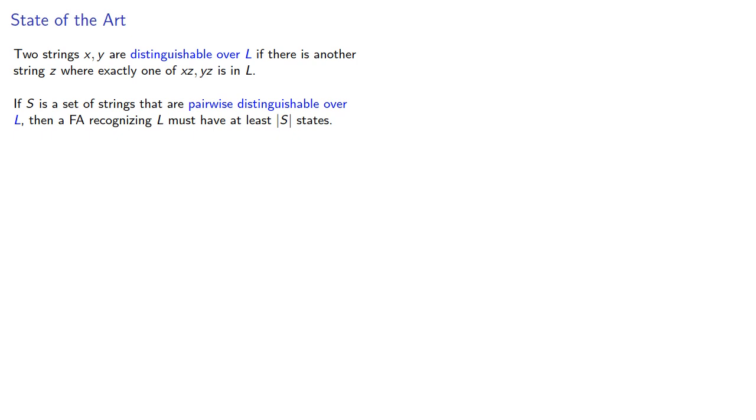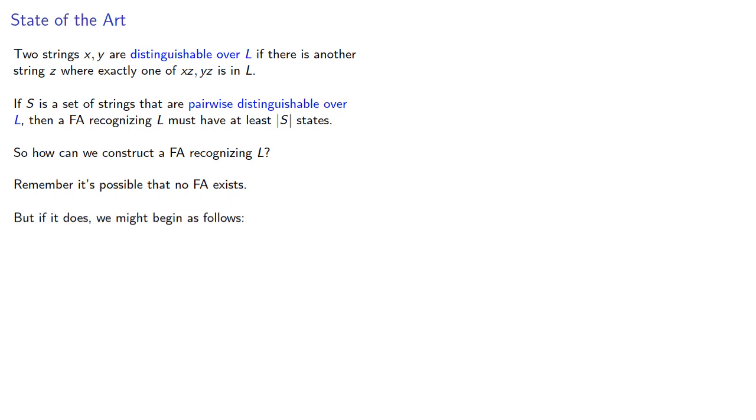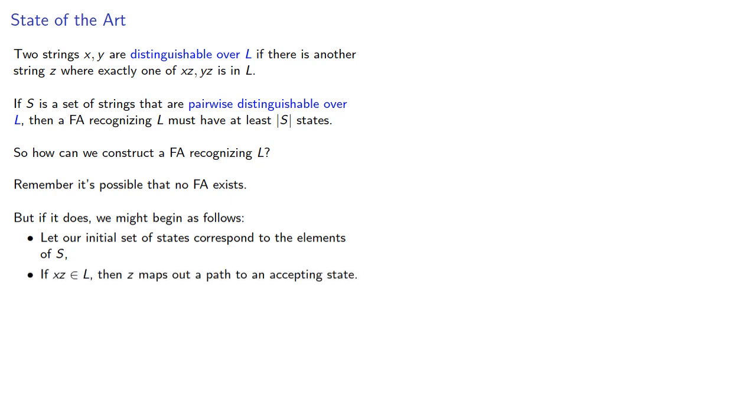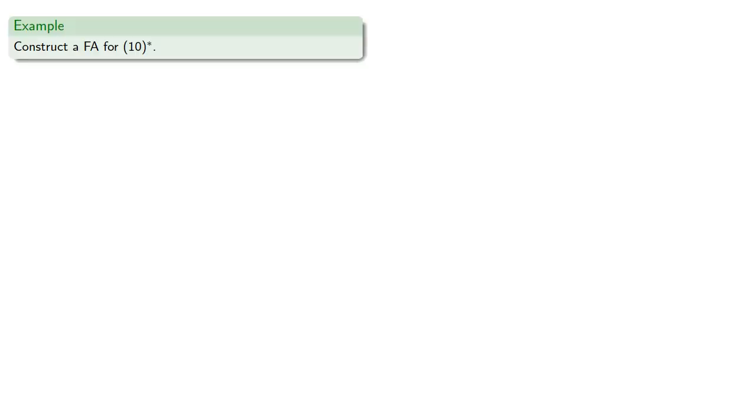So how can we construct a finite automaton recognizing L? Remember, it's possible that no finite automaton exists, but if it does, we might begin as follows. Let our initial set of states correspond to the elements of our pairwise distinguishable set, and if xz is in L, then z maps out a path to an accepting state. So let's try to construct a finite automaton for this language.